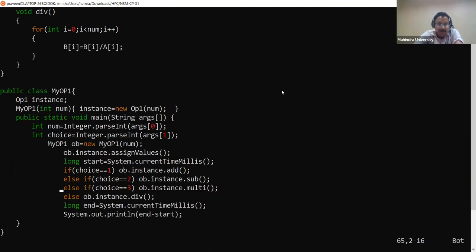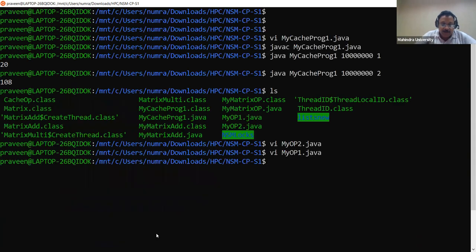Later, here I'm going to calculate the total execution time. So here I'm going to call System.currentTimeMillis. After that, I'm going to call System.currentTimeMillis again. Later, I'm going to find the difference between these two, and print that at the end. That is a very simple program. I would like to execute this particular piece of code.